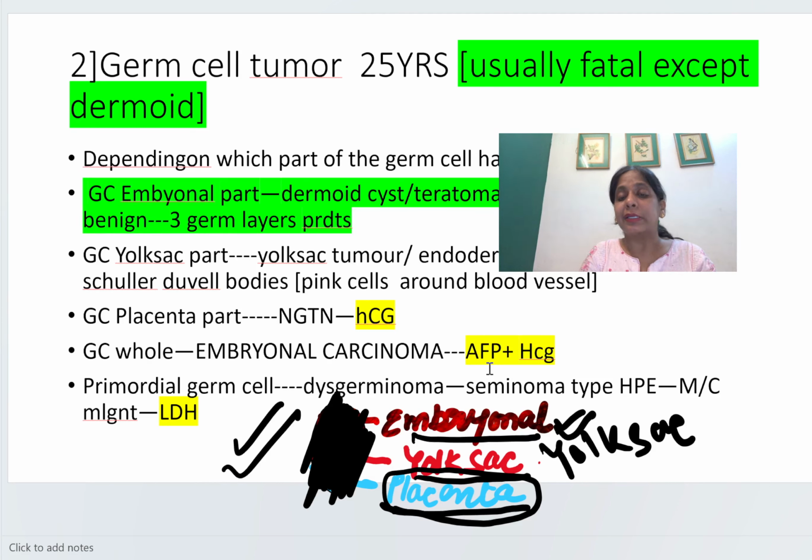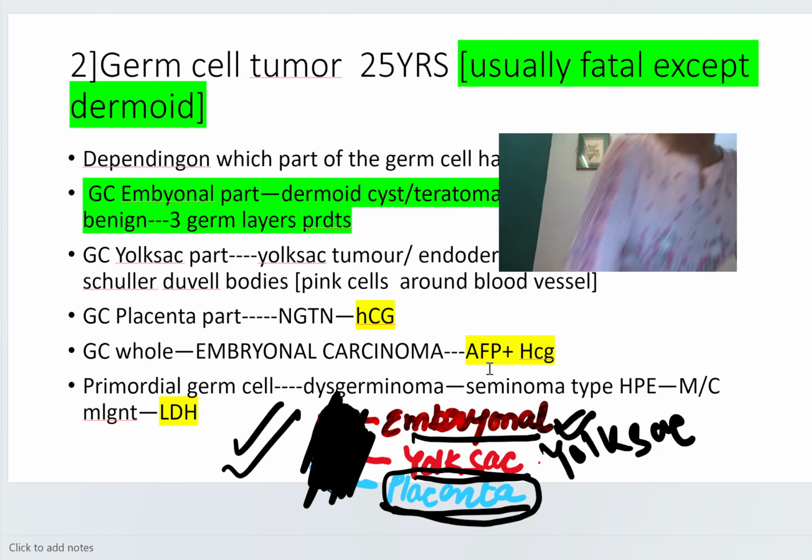Now because the placental part is also increasing and the yolk sac part is also increasing, just give me 1 minute.